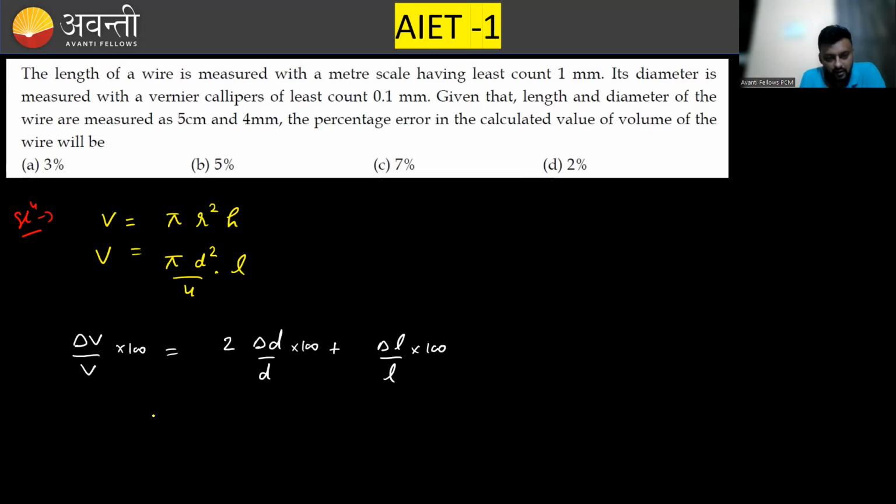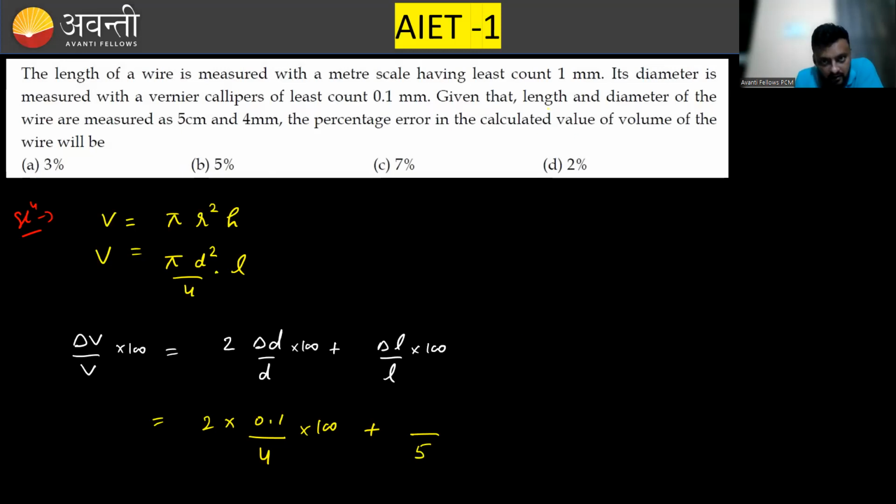Now solve the values. That will be 2 times delta D, error in the measurement of diameter. Diameter is measured using vernier caliper and its least count is 0.1, that is 0.1 mm divided by its diameter, which is found to be 4 mm, into 100. Plus length has least count of 1 mm and its length is measured to be 5 centimeter. That means this 5 is in centimeter.